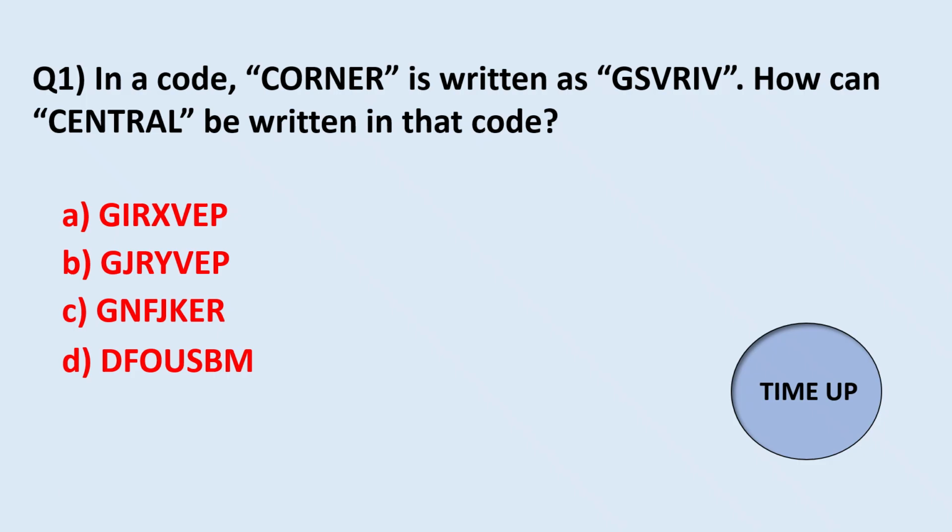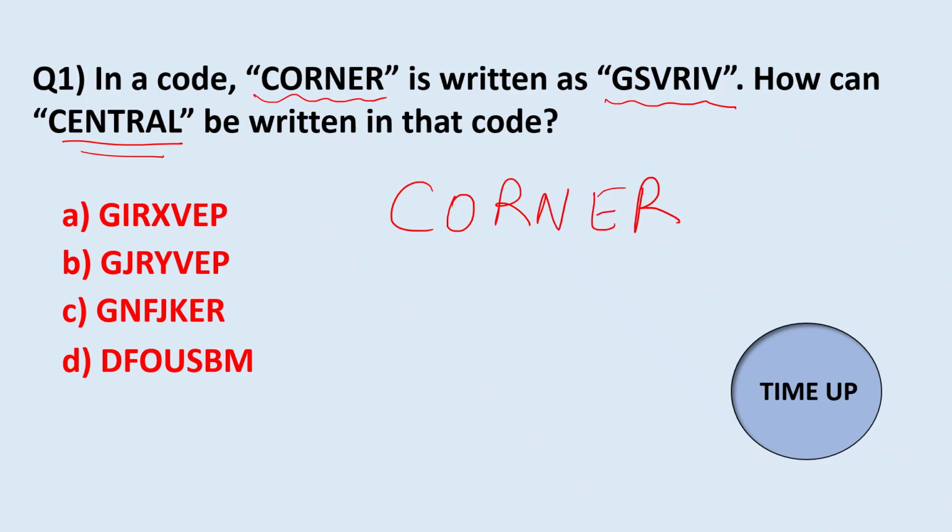Okay. So first you have to decode whatever they have given, and the same logic you have to apply for what is asked in the question. So for CORNER, it has been coded as G S V R I V. So what do you think? What is the logic behind this? Once you crack the logic, you'll be able to solve the question asked.